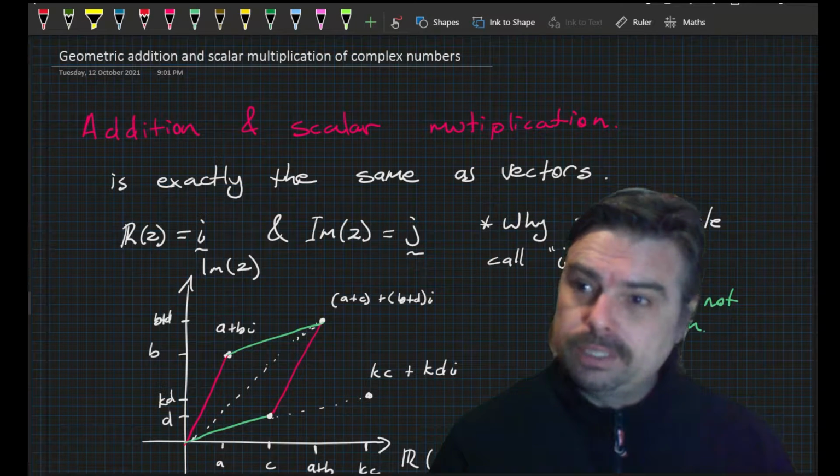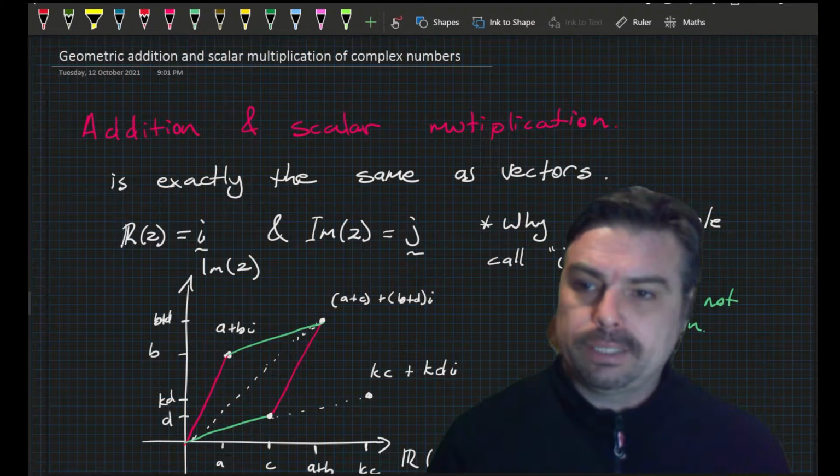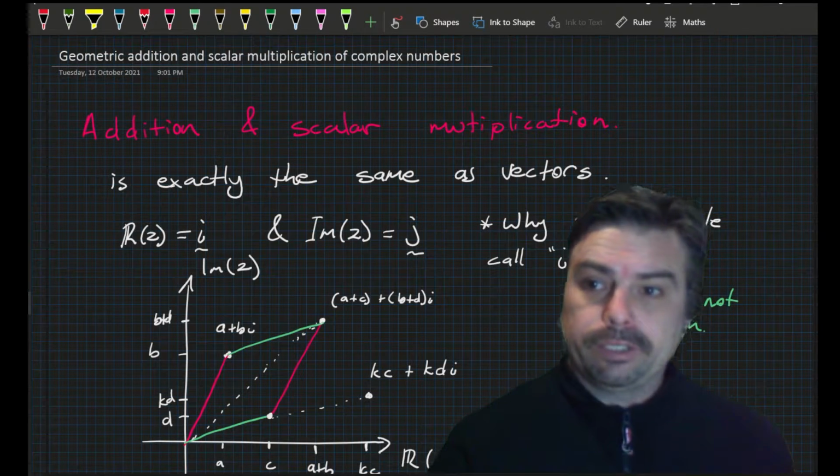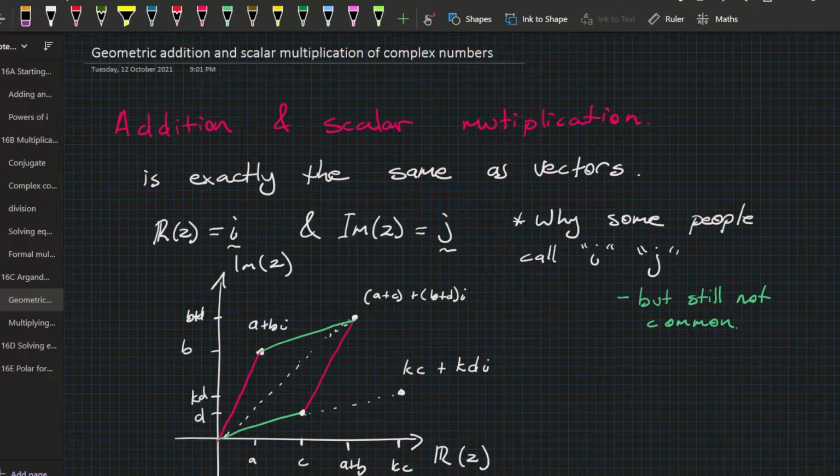So addition and scalar multiplication of complex numbers is exactly the same as vectors when we're using these Argand diagrams. One way to think about it is the real component of a complex number is i, and the imaginary component is j. And when I say i and j, I'm talking about the way we define the basis vectors in the vectors unit. So yes, some people do call it j, and that could get a bit confusing, but that's probably why they do it, but it's still not very common.